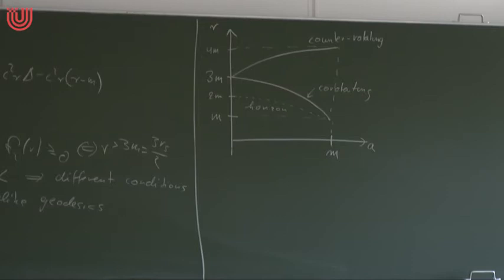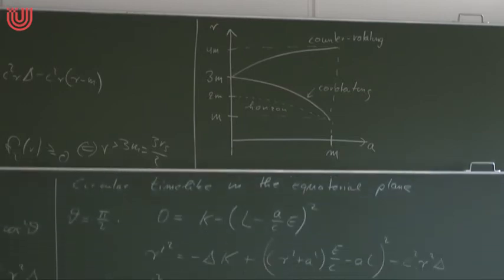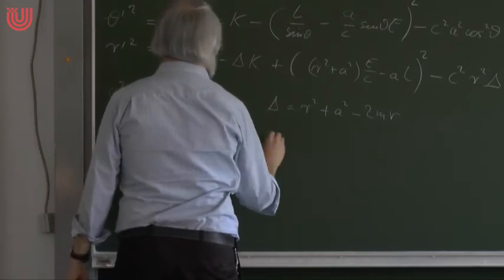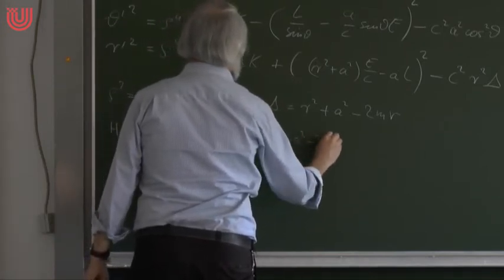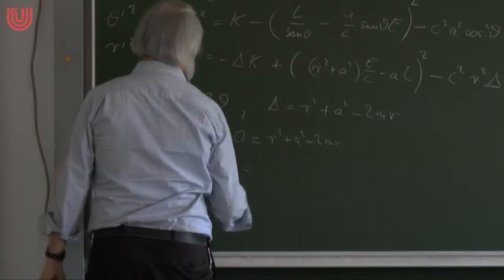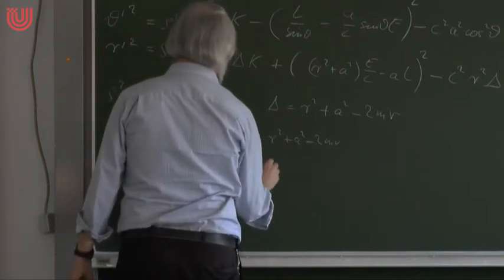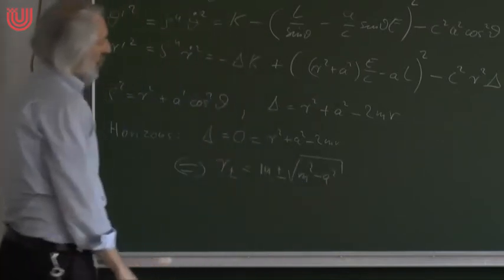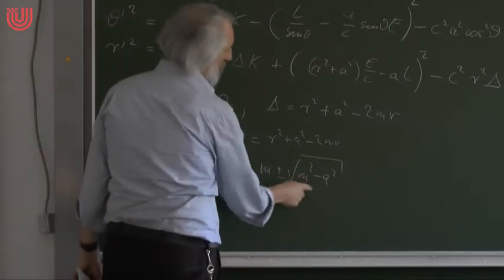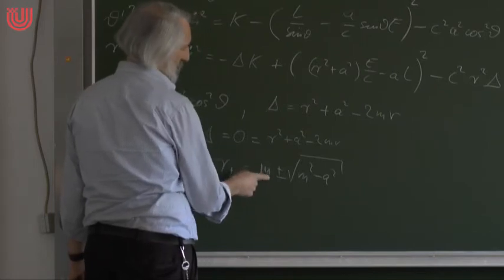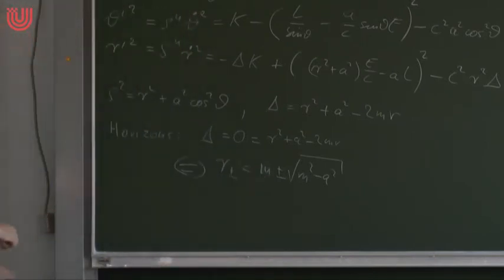Let me remind you where the horizon was, just in case you forgot it. The horizons were at delta equals 0, which is r squared plus a squared minus 2mr. If I solve this quadratic equation, I get r plus minus equals m plus minus the root of m squared minus a squared. And you see, if you have m equal a, then the two horizons coincide. That's the so-called extreme case, and the degenerate horizon is at r plus minus equal m.